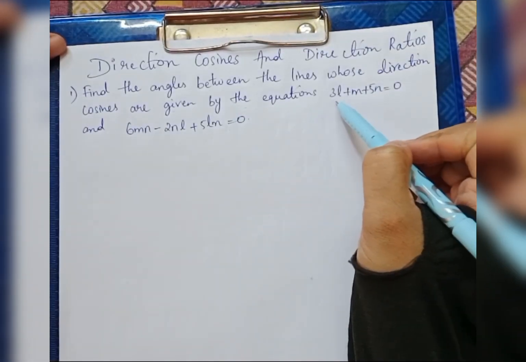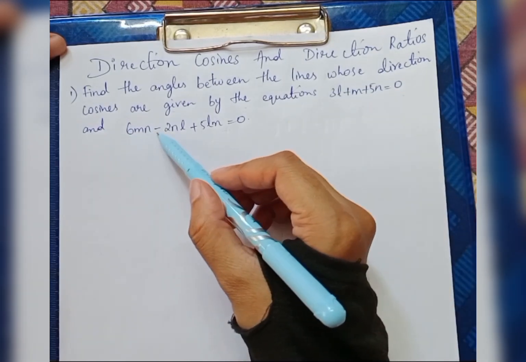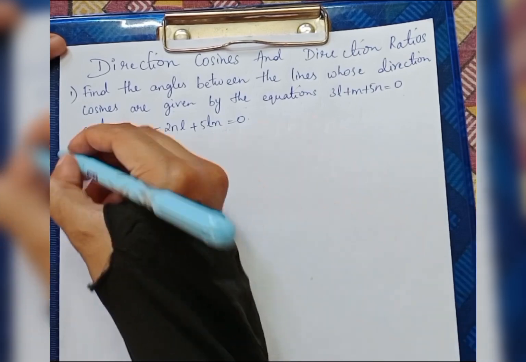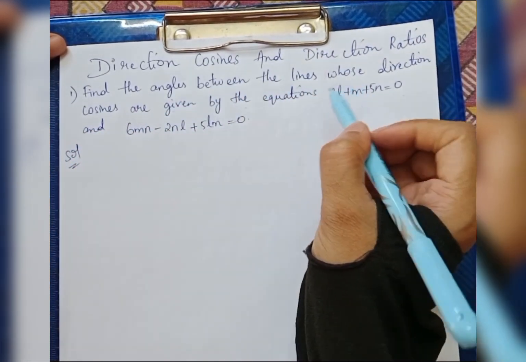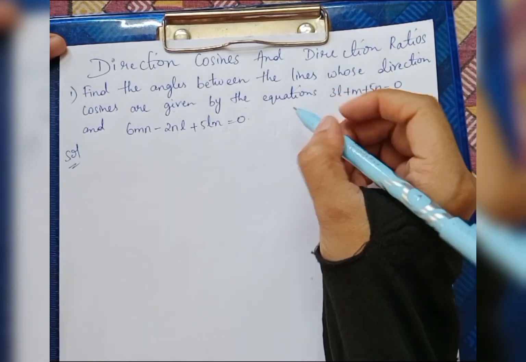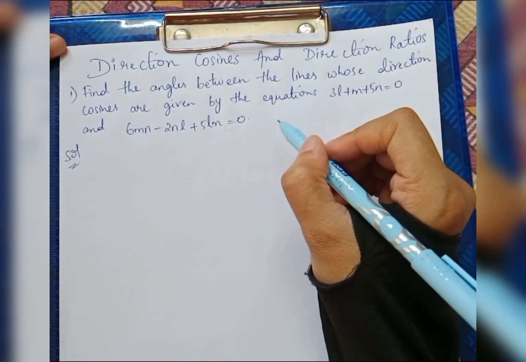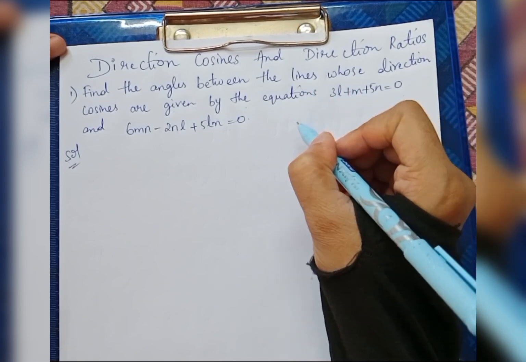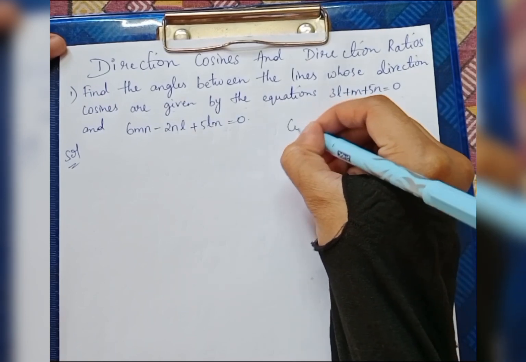the equations 3l plus m plus 5n equal to 0 and 6mn minus 2nl plus 5lm equal to 0. So here we have to find the angle between the given lines. So first we'll find the direction ratios. We'll get the points a1, b1, c1 from the first line and a2, b2, c2 from the second line. Then we'll use the formula of angle between the two lines.